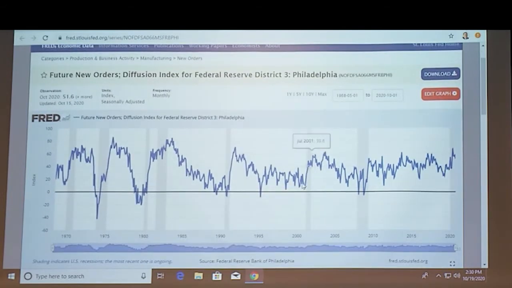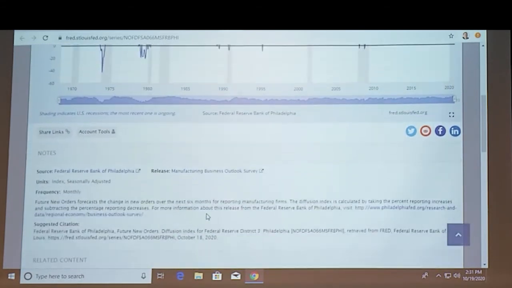This is future new orders. And again, when you're looking at these graphs, you're going to want to look at the gray bars. Notice how it's dynamic over those gray bars and then gradually descending and then jumping back up and gradually descending. So this is the new orders for what? What does it say? Changing orders for manufacturing firms. Okay.